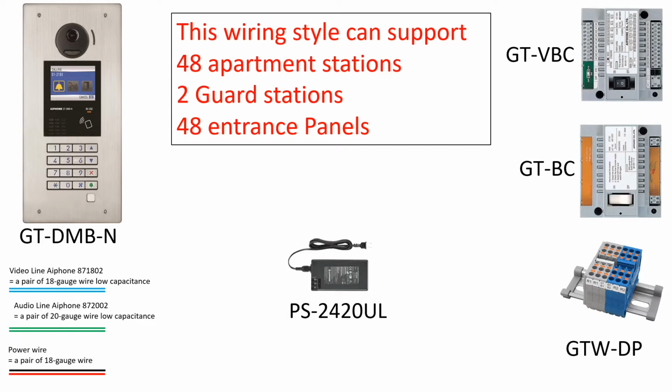First, let's take a look at the parts needed for the installation. On the left-hand side, you'll see the GT DMBN entrance panel. Then you'll see in the center of the page a PS2420UL. And in the right-hand corner, you'll see a GTWDP, which can be used in lieu of wire nuts. Above that, you'll see the GTBC, which is the audio distribution or amplifier unit. And above that, you have the GT VBC, which is the video distribution or amplifier unit.